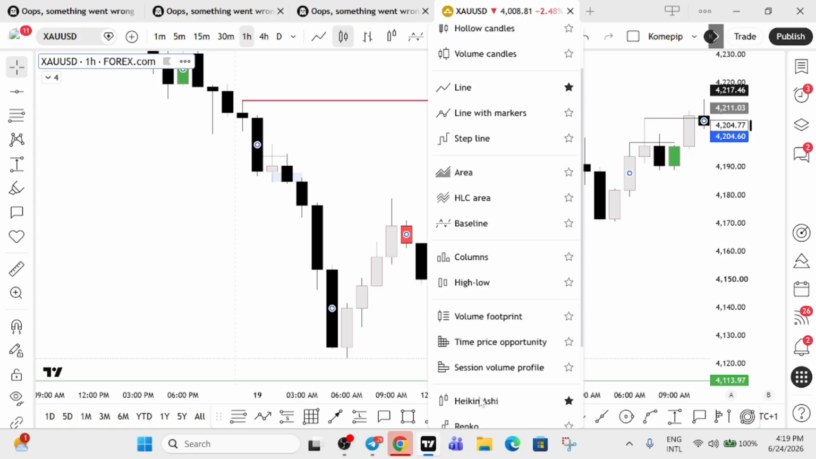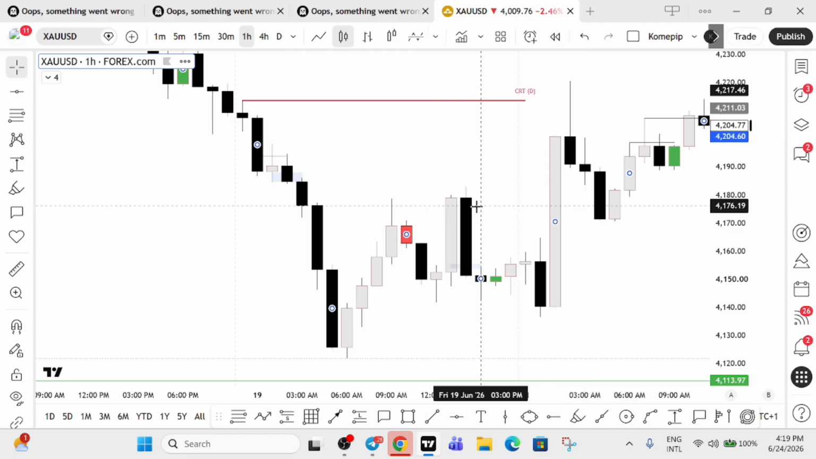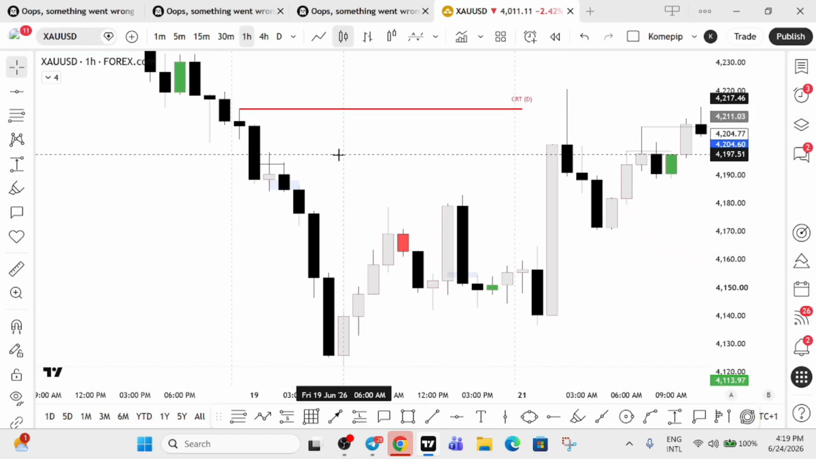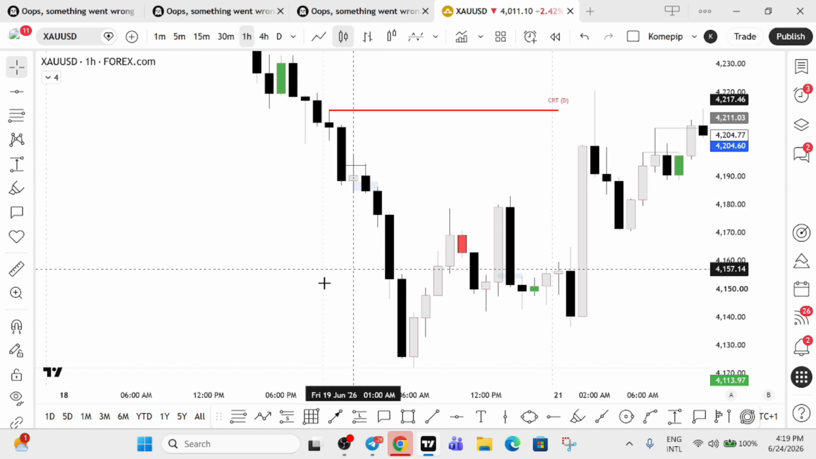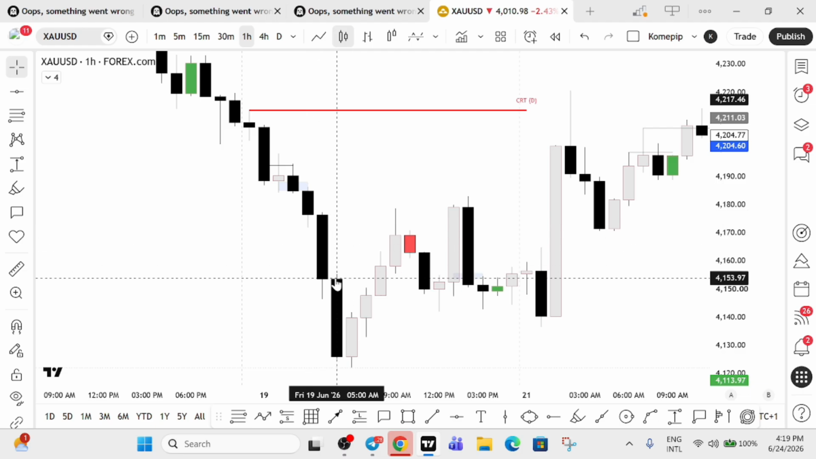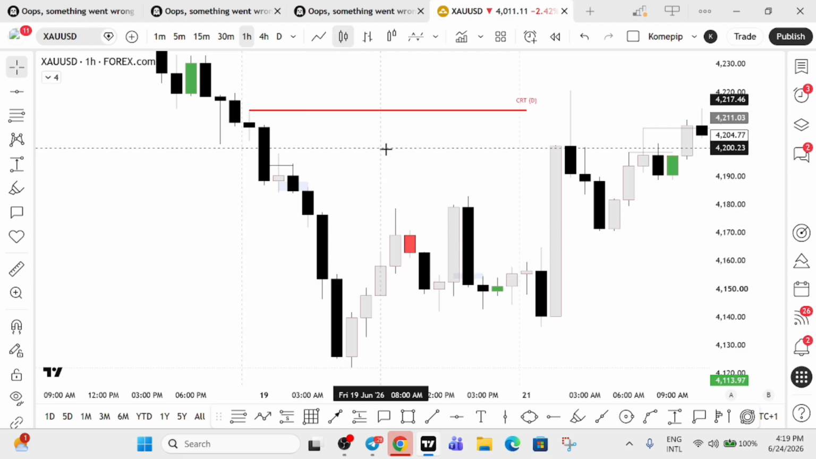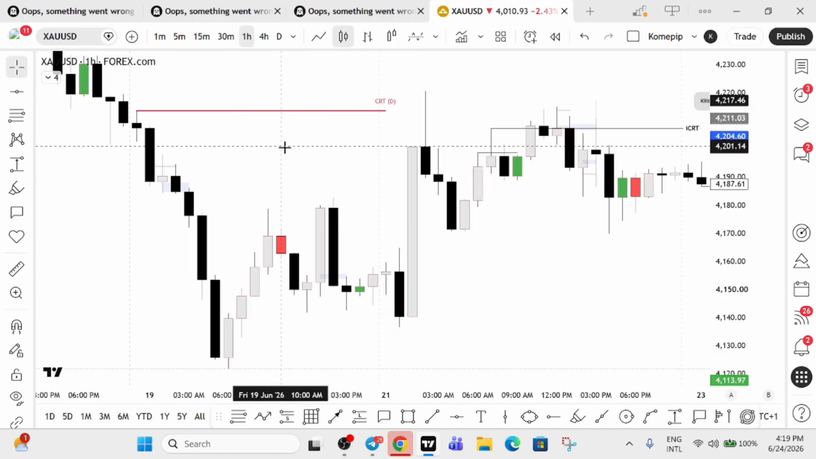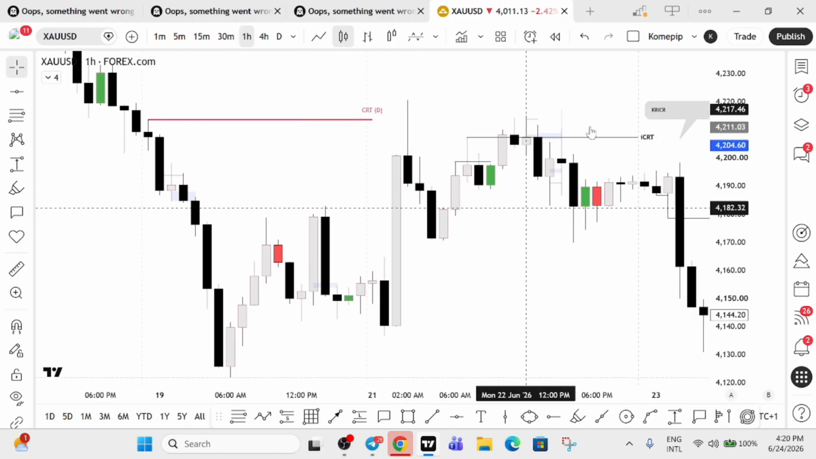I can show you from here, but it's not available on this plan, and I don't need it. But it gives you an idea of where the exact liquidity is in each of these candles. But now that we don't have access to that, or we don't want to use that, what is the best way to be able to pick those things?